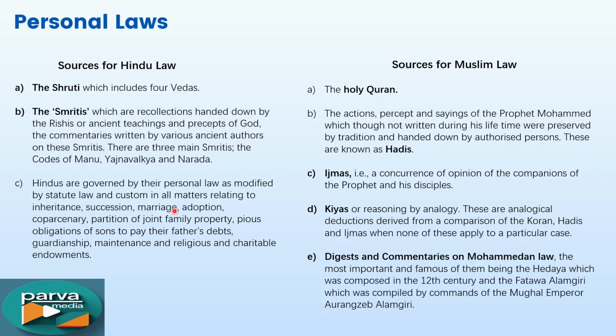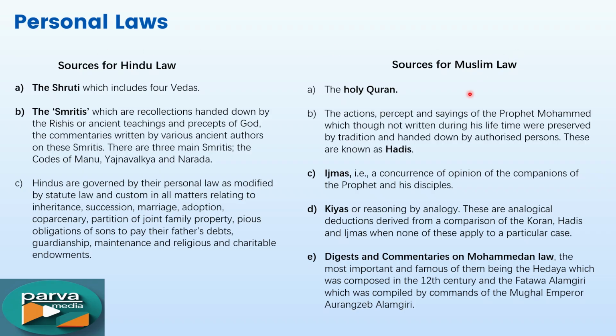classical Hindu law. In modern India, Hindus are governed by personal law, that is the Hindu Marriage Act, as modified by statutory law, and customs are still part of it, in areas such as inheritance and succession, marriage and adoption, coparcenary and partition of joint family property, principles of pious obligation of sons to repay the father's debt, guardianship, maintenance, and religious or charitable endowments. All these are based on the traditional sources of Hindus, like Shrutis, Smritis, and commentaries.